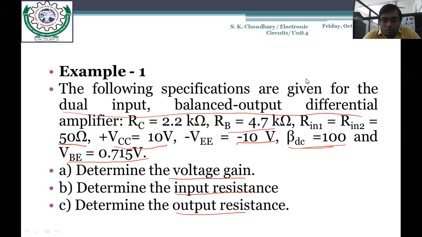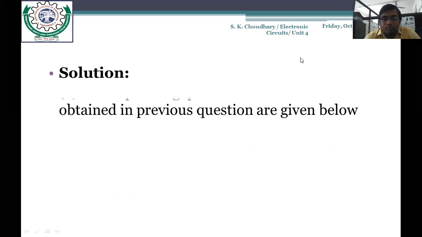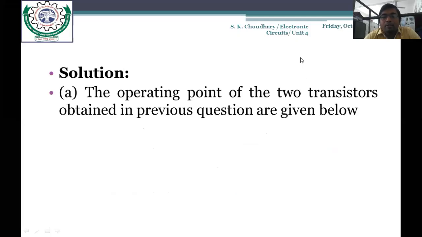Okay. So in the first step, we will calculate the voltage gain. For that, all the parameter values are mentioned here. So what formula are we going to use here? Before this, we first have to find out the operating point value. Can anyone tell me what you mean by this operating point? Which are the operating point variables here for this differential amplifier?